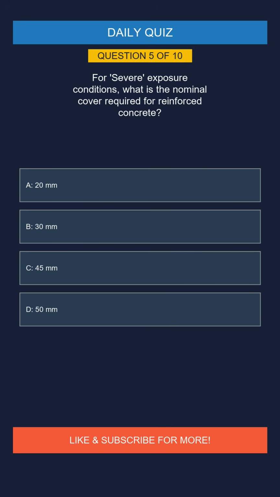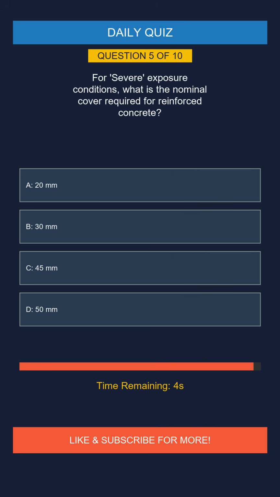Question 5. For severe exposure conditions, what is the nominal cover required for reinforced concrete? Option A, 20 mm. Option B, 30 mm. Option C, 45 mm. Option D, 50 mm.